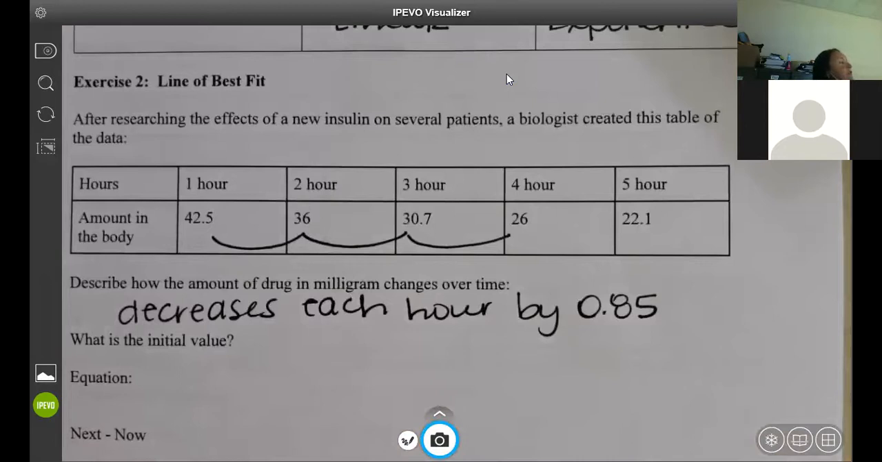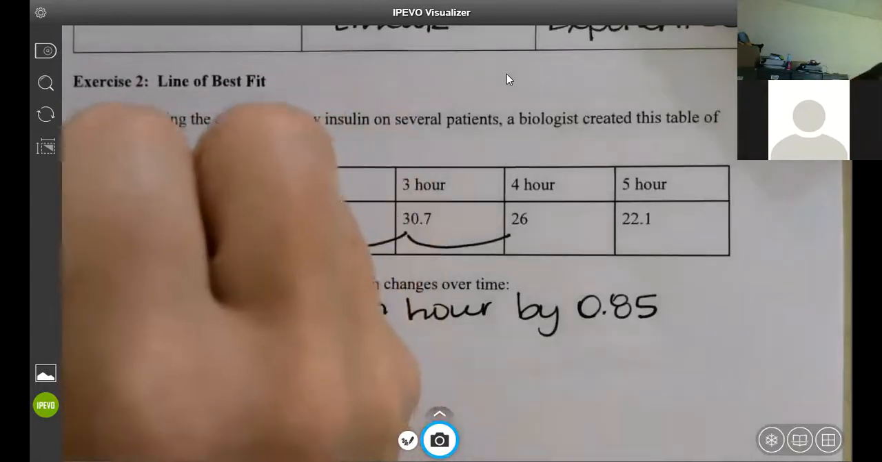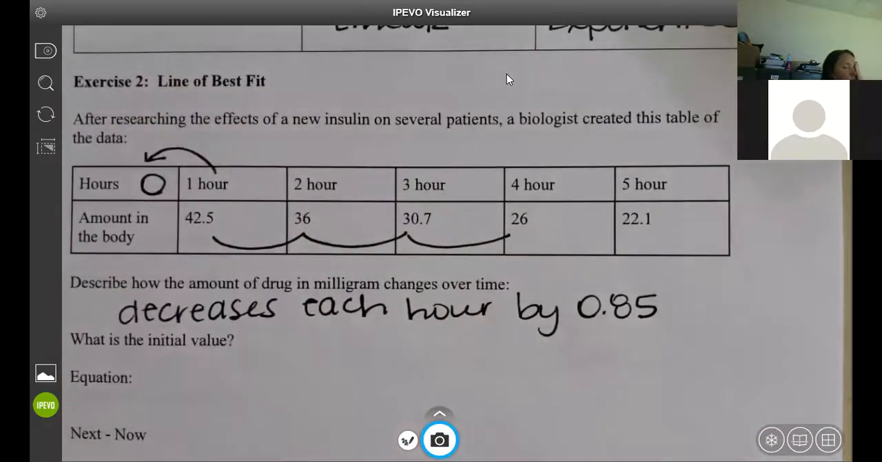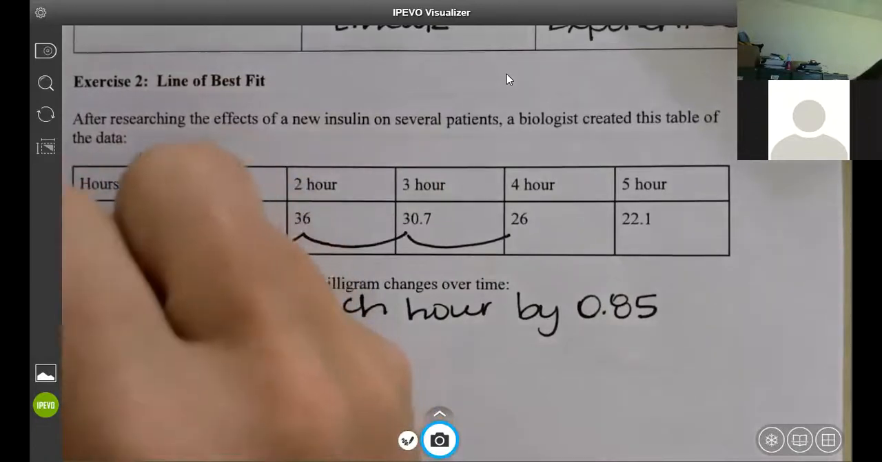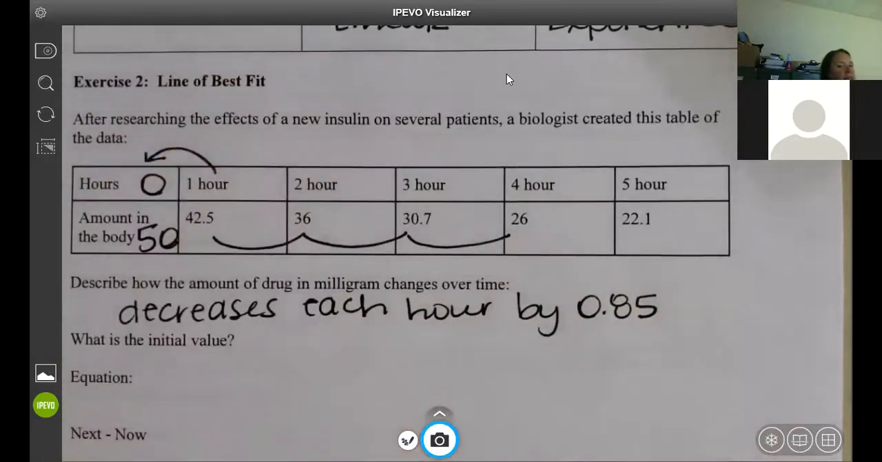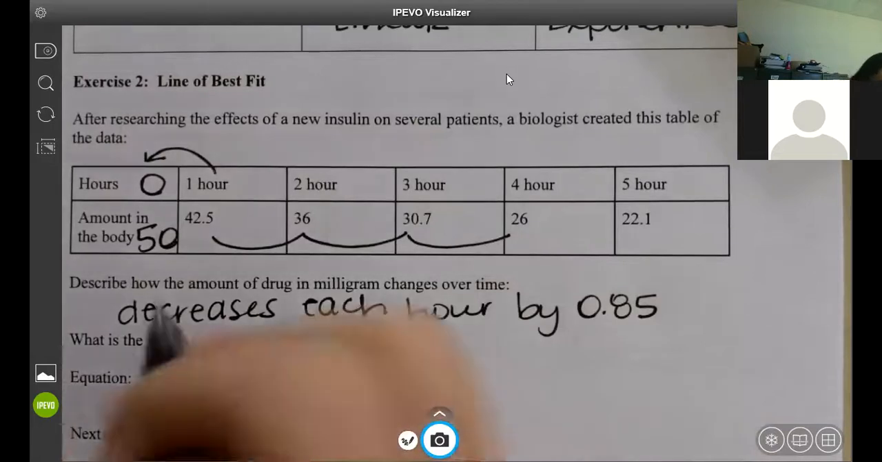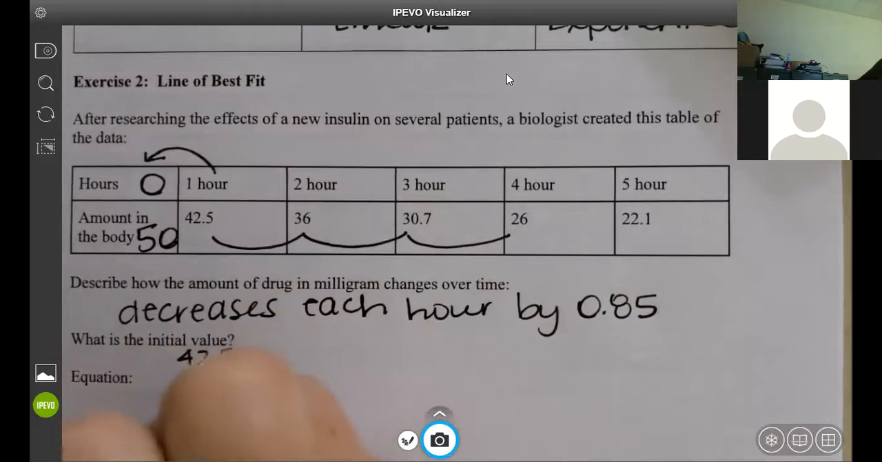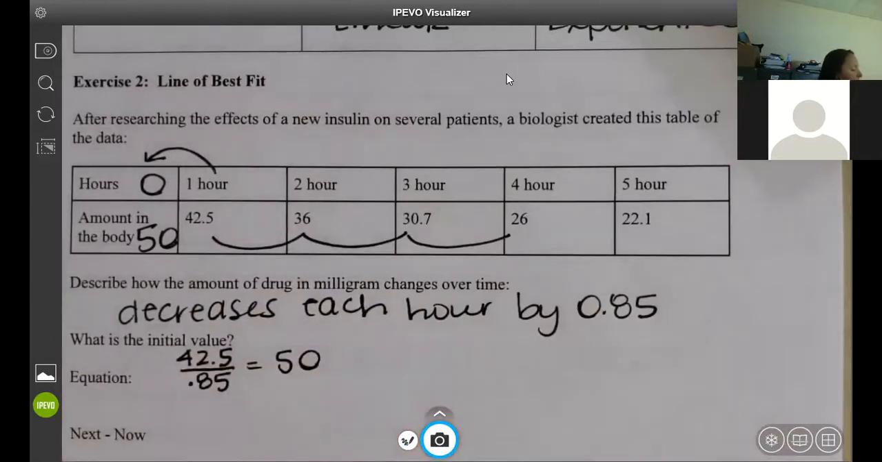It says, what is the initial value? I'm going to just go ahead and tell you this one. And when we get to another example that's a little bit better, I'm going to give that one to you, okay? So remember, to find where we start, we go backwards. So we were going up by 1 hour, so we're going to go backwards 1 hour, and the 0 is always where you start. And if we do our divide, it's going to be 50. So how did I find that? I went backwards, 42.5 divided by 0.85 gave me 50.